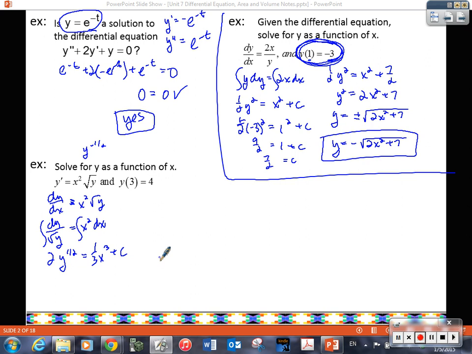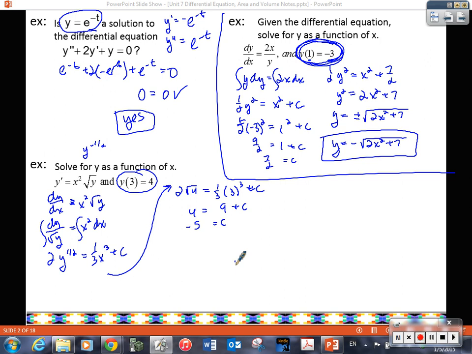Again, as soon as the c appears, I like to solve for it. Just makes my life easier. So we take our initial condition, when x is 3, y is 4, and we sub it in. So 2 square root of 4 equals 1/3 times 3 cubed plus c. Let's see, 3 cubed is 27. 27 divided by 3 is 9. And then, what is that? 4. So c is going to be negative 5.